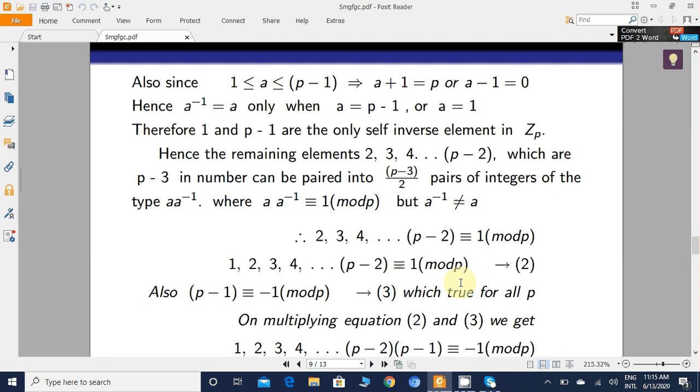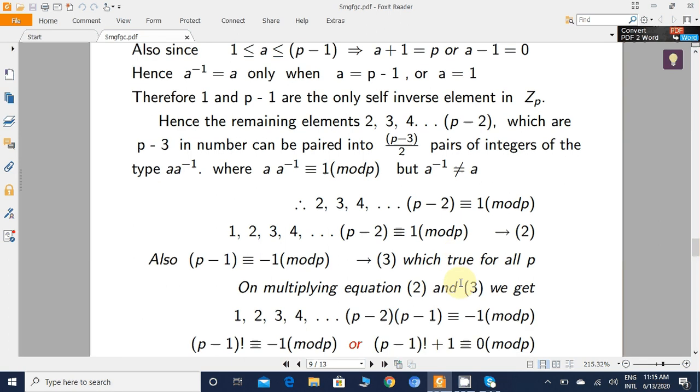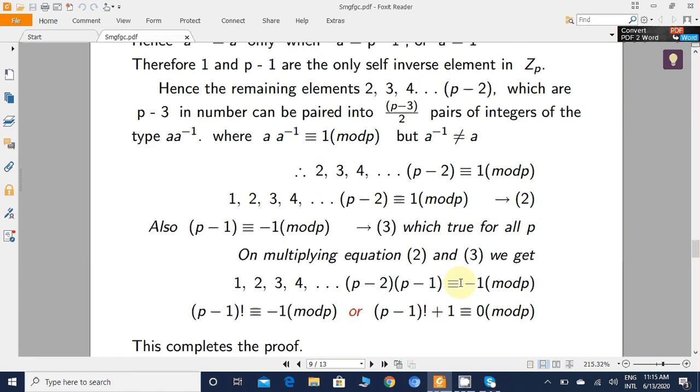We call it equation 2. Also, p minus 1 is congruent to minus 1 mod p. We call it equation 3, which is true for all p. We can also verify this condition by taking some particular values of prime numbers; on the basis of that, equation 3 is always true. On multiplying equations 2 and 3, we get 1, 2, 3, etc., p minus 2, p minus 1, that is (p minus 1)!, congruent to minus 1 mod p.